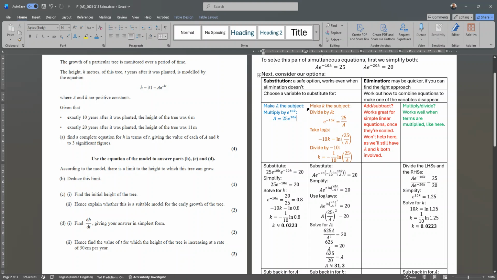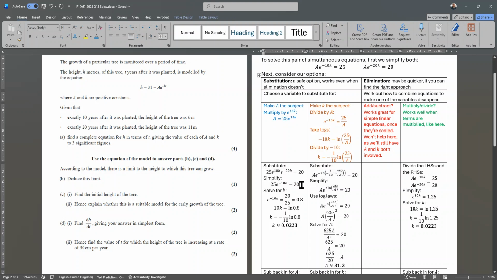So what happens next? We substitute. We've got our value for a in terms of k. We drop it in instead of a. So I've got 25e to the 10k. That goes in place of a in my equation. And I'm substituting into the other equation. So I've found a from equation 1. I'm substituting it into equation 2.